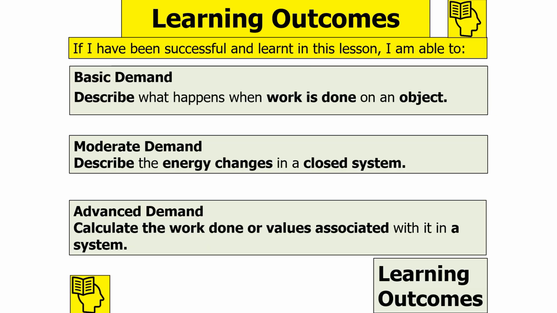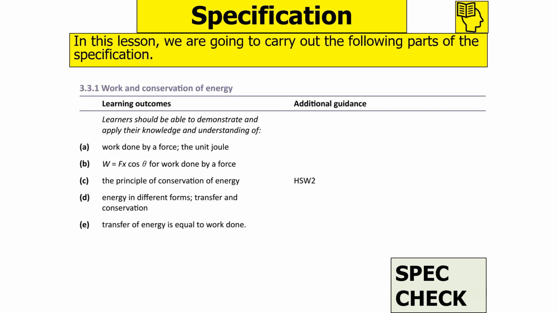If we've been successful and we've learned in today's lesson, we should be able to describe what happens when work is done on an object, describe the energy changes in a closed system, and then calculate the work done or values associated with it in a system. So we're going to be looking at the following part of the OCR A-Level Physics specification: 3.3.1 Work and the conservation of energy.